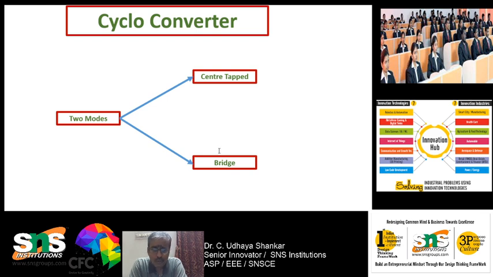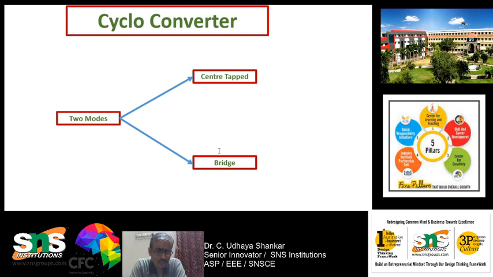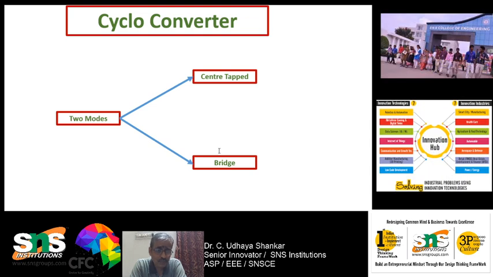This increases the cost. Not only cost, it also increases the size of the equipment, and you need more controllers in order to get the output voltage. Many intermediate conversions are needed, and losses are also very high. The efficiency is very low.